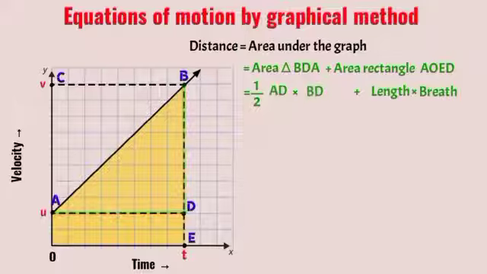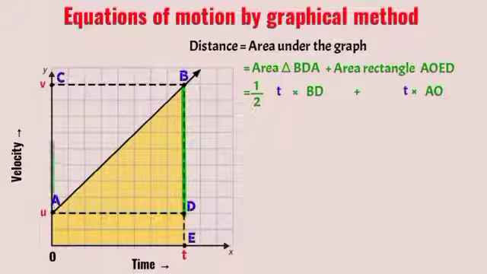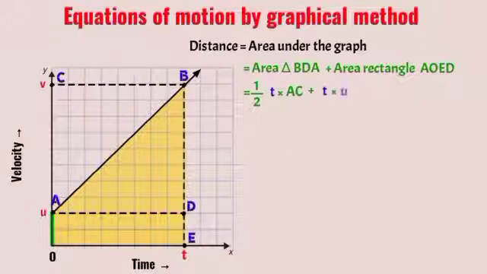In the graph, the base of the triangle is AD and height is BD. And in rectangle AOED, length is OE and breadth is AO. If you look at the graph, AD and OE are parallel to each other, which means they are equal. So here OE is equal to time T and BD is equal to AC. And also OA is equal to U. Now we got half into T into AC plus T into U.